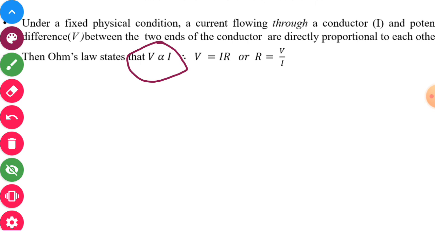If you remove the proportionality, then a constant is kept, so V is equal to IR, or we can say R is equal to V upon I. So this is Ohm's law that you should remember.